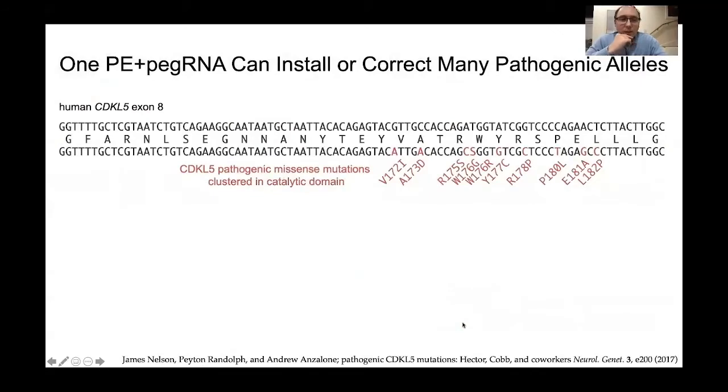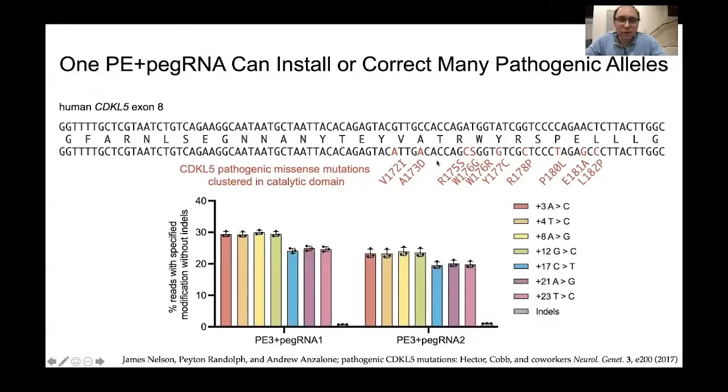One advantage of this approach is that a single guide RNA and editor can be used to correct any number of possible mutations back to a wild-type genotype within a short stretch of DNA. Here we're showing a region of the CDKL5 gene, which causes an epilepsy phenotype in patients. And it has a cluster of possible disease-causing mutations all occurring right nearby each other. But a single editing strategy can correct all of them with a similar editing efficiency. Here I'm showing two different pegRNAs, pegRNA1 in this first cluster and pegRNA2 over here. And it's able to correct any of these sorts of mutations with equal efficiency.